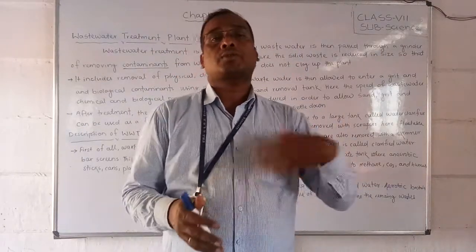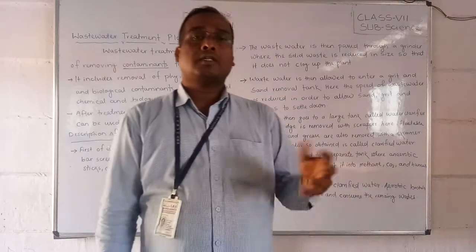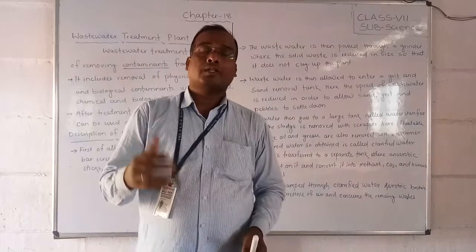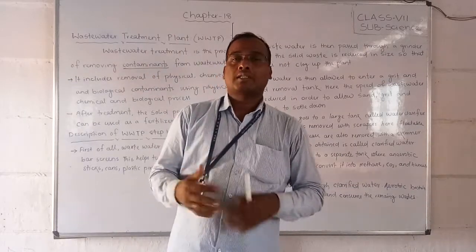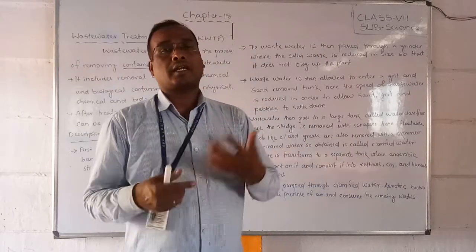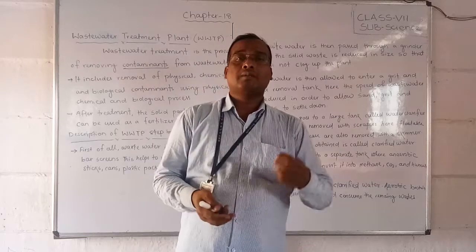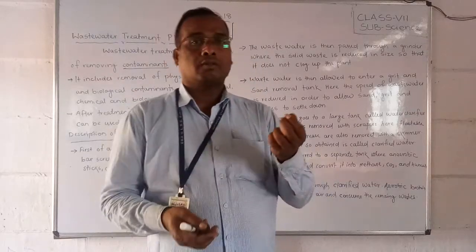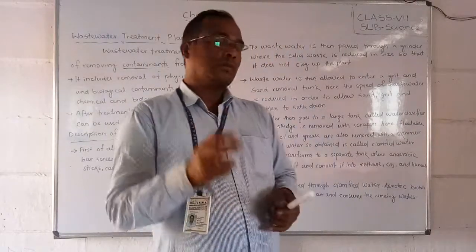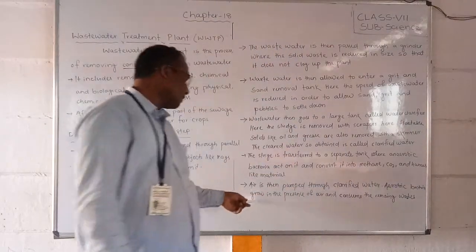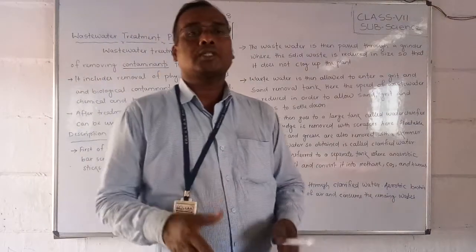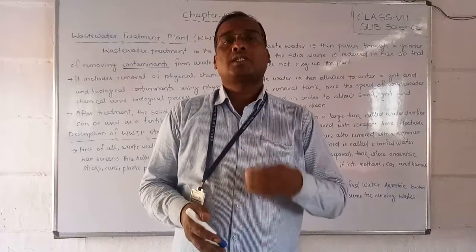Anaerobic bacteria produce carbon dioxide, methane and humus. But when aerobic bacteria are present and air is passed, the bacteria remove whatever waste and pollutants remain, destroying them and consuming them completely. So students, these are the step-by-step stages of the water treatment plant.